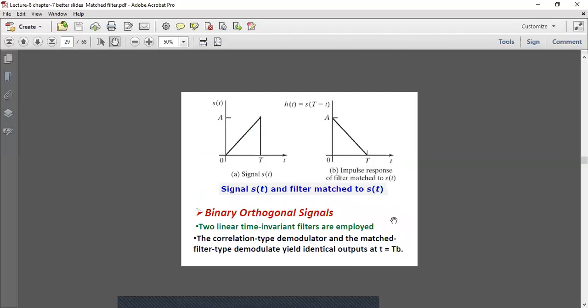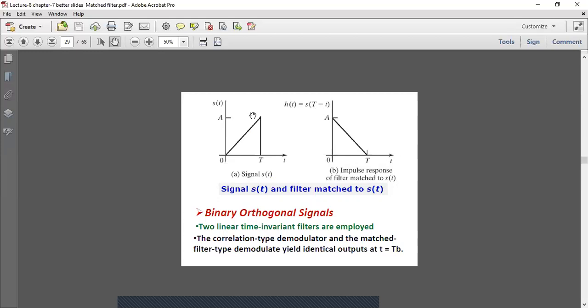To understand what a matched filter is, let us say that we transmitted this signal s(t), and its matched filter should look like s(T minus t). Since the time duration is from 0 to capital T, instead of Tb we put here T, and minus t.